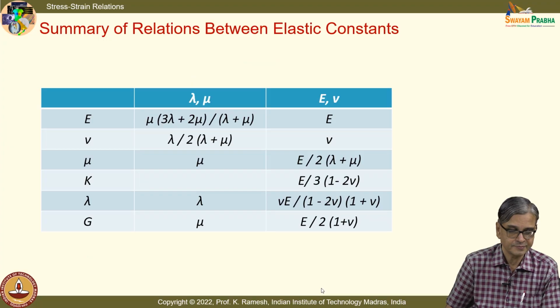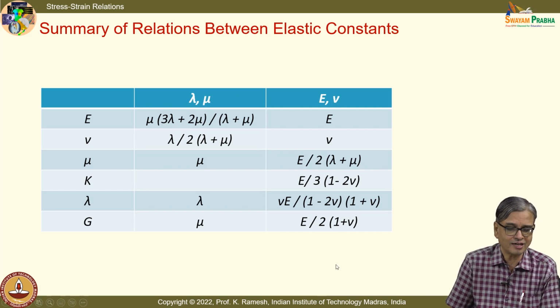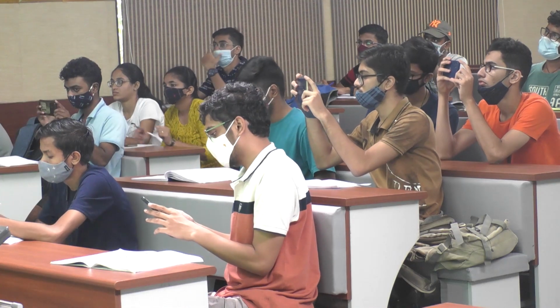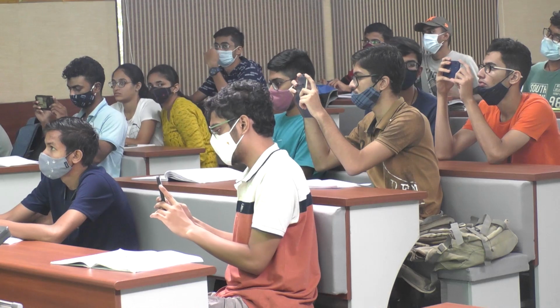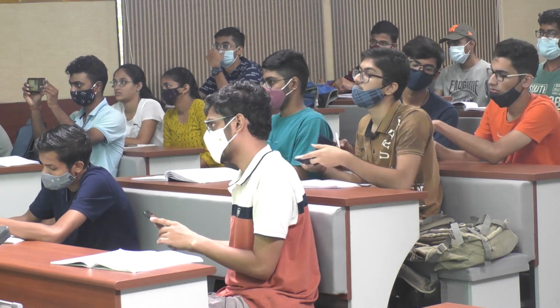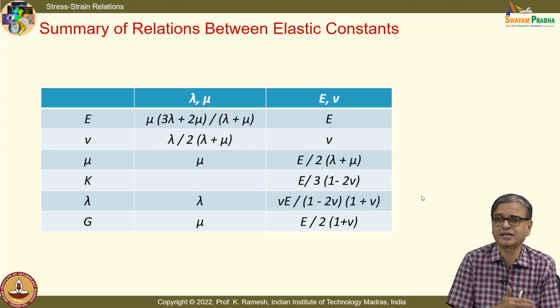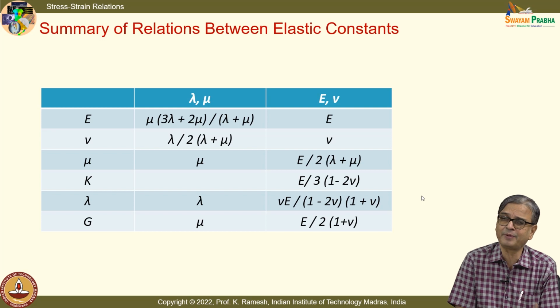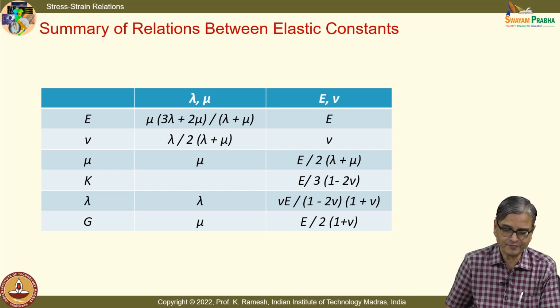Okay. You can just take a snap of it. I am not going to read this. These are all the interrelationship that is available. Okay. From an academic interest, you need to have this table in your notes. Fine. But we all know that G equal to E by 2 into 1 plus nu. That is a very famous expression that we will repeatedly use for many of our problem solving and simplifications. Other quantities are from an academic interest point of view.